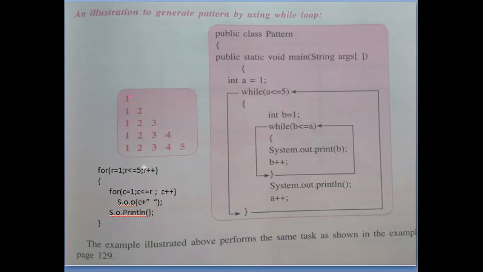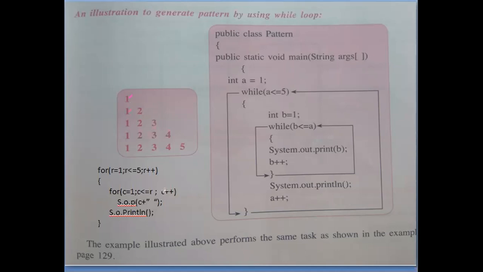Then what happens to my R? R becomes 2, correct. R was 1, now R becomes 2. Satisfied. 2 is satisfied. Once it's satisfied, it comes down. Once again, C starts from 1. See, C has become 1 once again. 1 is less than or equal to 2. Yes. Satisfied. Print C. This one is printed.